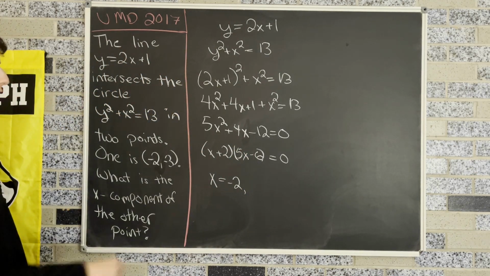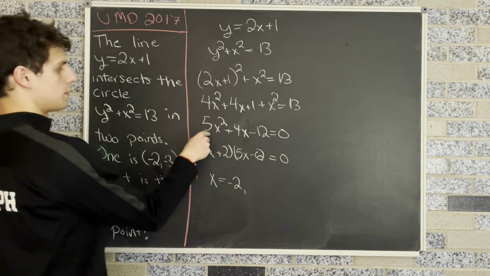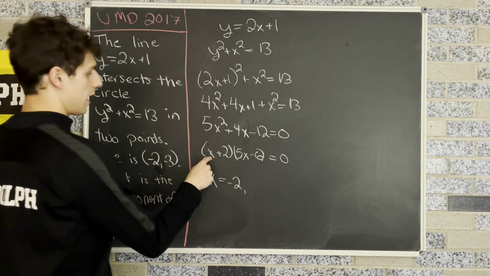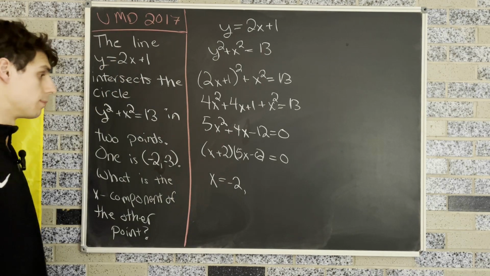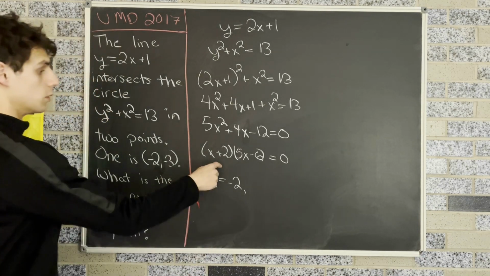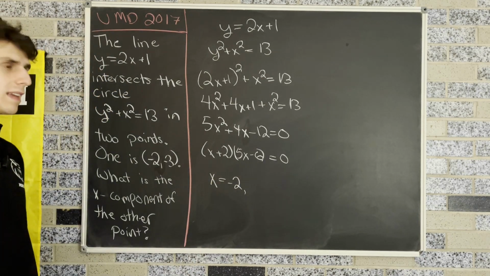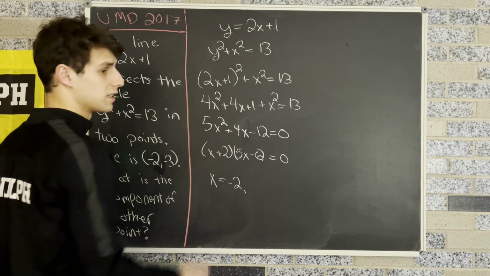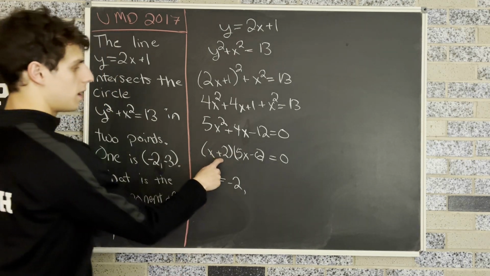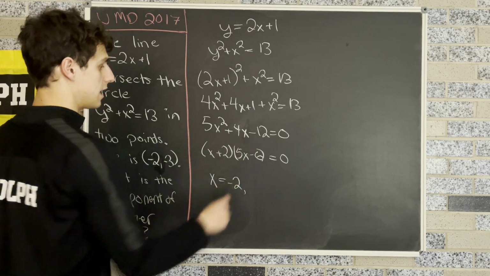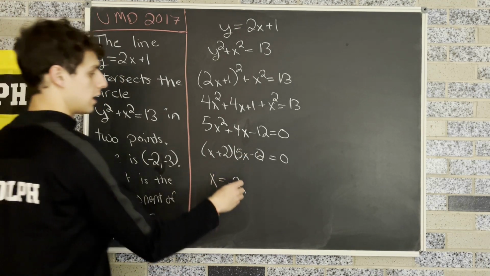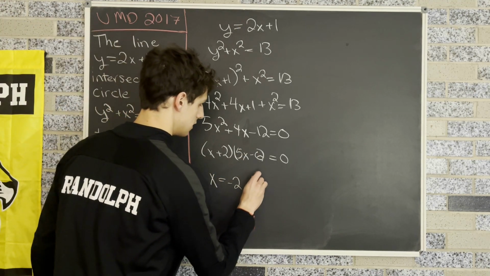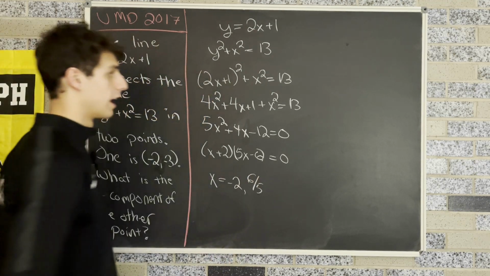So let's go ahead and check this. We get x times 5x, that's going to be 5x squared. We do x times negative 6, that's going to be minus 6x. We do 2 times 5x, that's going to be plus 10x, which will simplify down to positive 4x. And then positive 2 times negative 6 gives us negative 12. So this all checks out, and our second solution here is 6 over 5 for x.